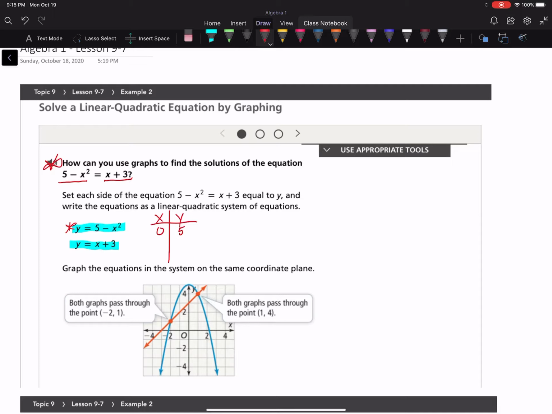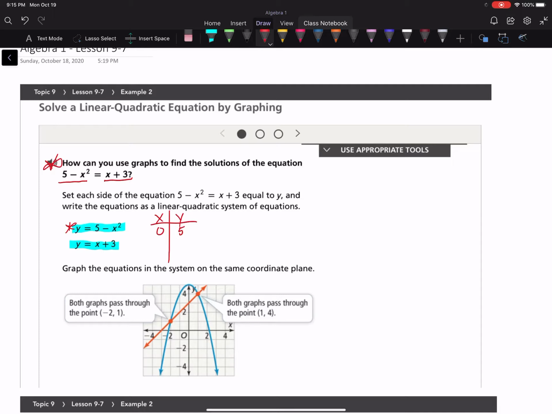Alright, so today we are learning how to solve linear and quadratic equations, systems basically of equations is what we're doing here. And you can solve them the same way you do systems of linear equations, which is by graphing, elimination, and substitution. So I'm going to go through this right here with you real quick.